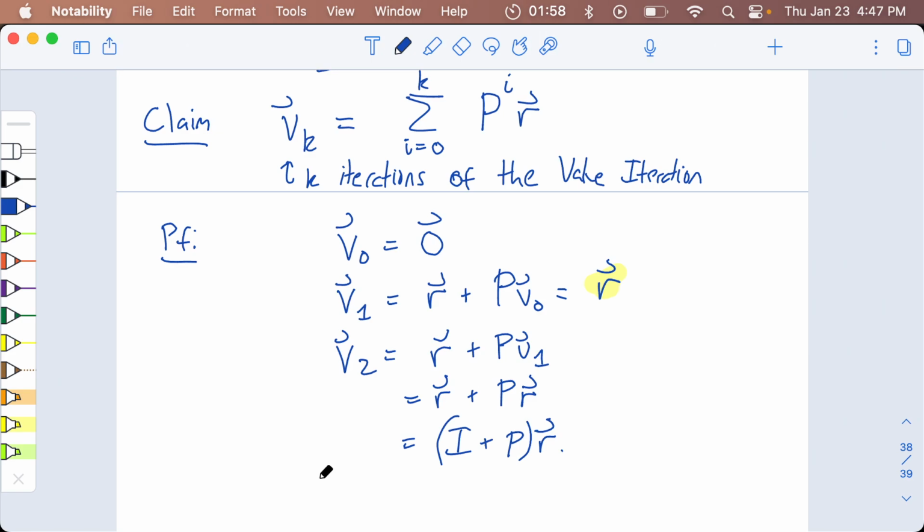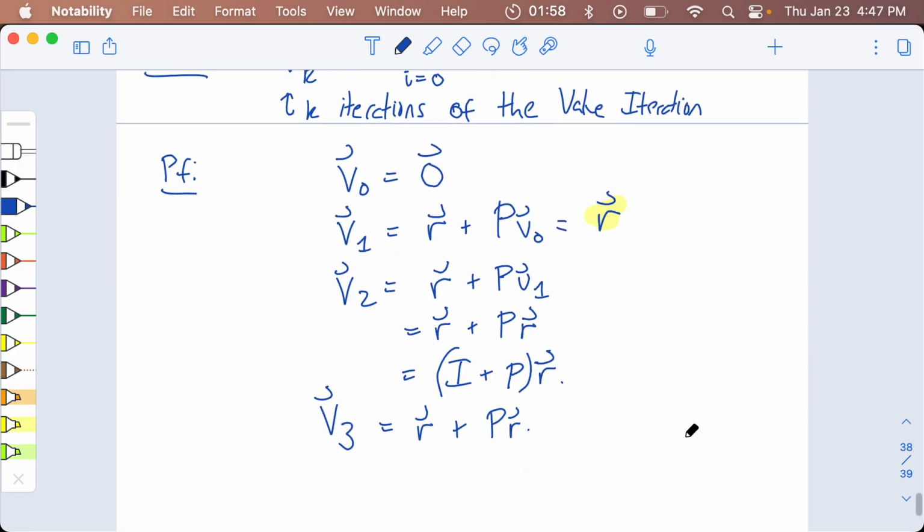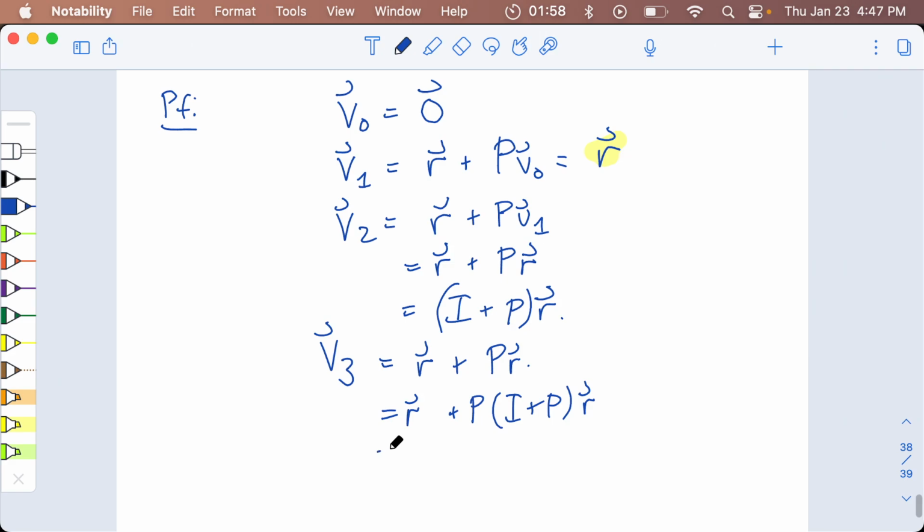And now when you do v3, then you do r plus P times that. Every single vector from v2 gets a P applied to it, and then you add on an r at the beginning. So this will be r plus (I plus P) times P r. And then you see where this thing is coming from. It's r plus P times r plus P squared times r. So every time you go one level in the iteration, you apply P to everything, that shifts it all over, and then you tack on that first term.